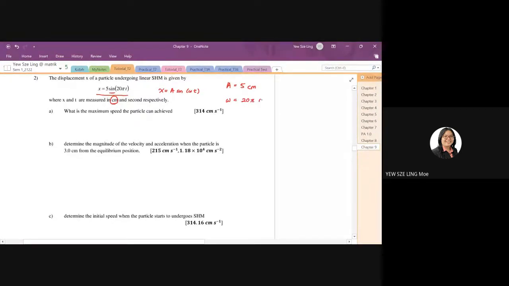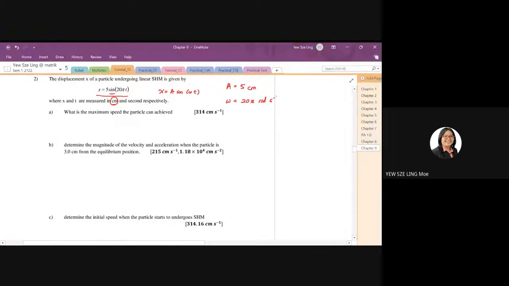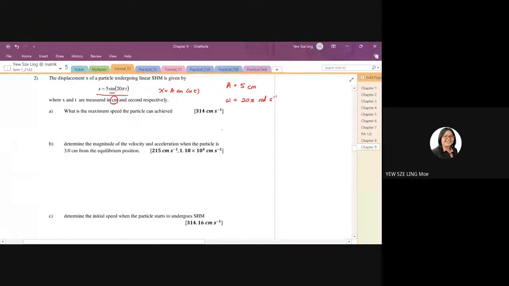20 pi radian per second. So how do I know that it's a second? Because it tells you t is measured in second. So it's radian per second. All right. So if t is measured in minute, then the omega would be radian per minute.